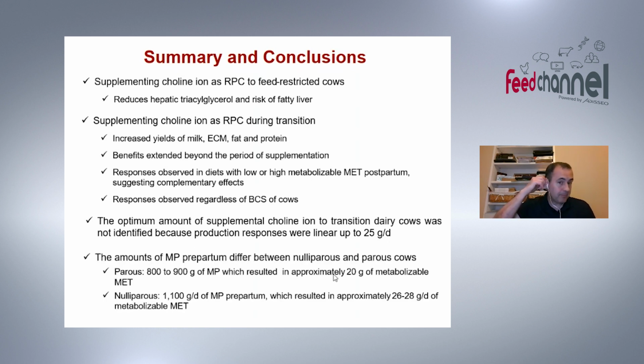Just lastly, the amounts of metabolizable protein prepartum differ between the nulliparous and parous cows, and I think there's good biology to justify that. Based on the published data, we think that parous cows need anywhere between 800 to 900 grams of MP prepartum, which approximates to 20 grams of metabolizable methionine, whereas heifers, nulliparous, need at least 1,100 grams. We don't know whether they need more because there are no data on that. Okay, and this results in approximately 26 to 28 grams of metabolizable methionine prepartum for heifers.